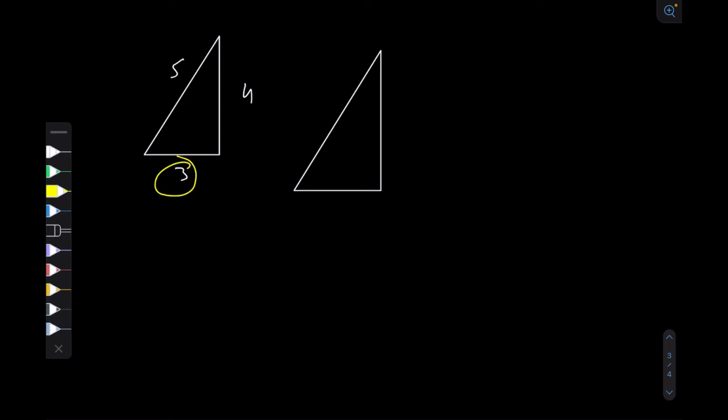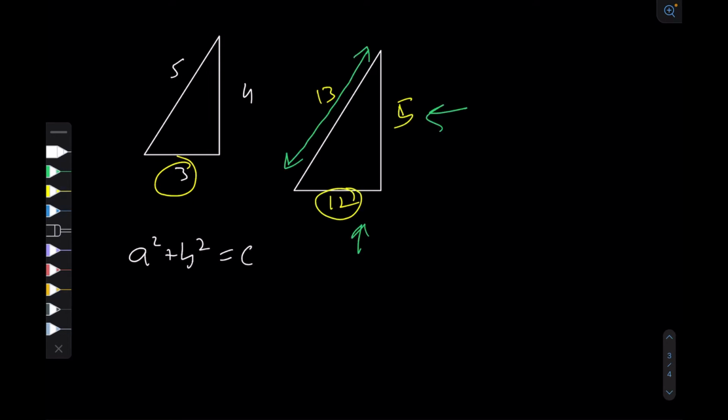Finally, let's say there's another right angle triangle. If this is 13, then this is 12, this is 5. Right, so the Pythagorean theorem says that a squared plus b squared will give you c squared.